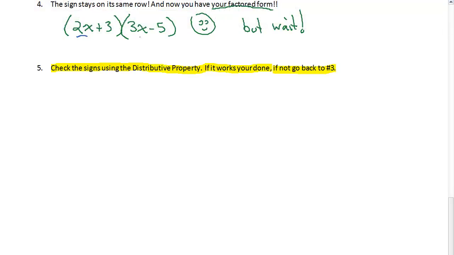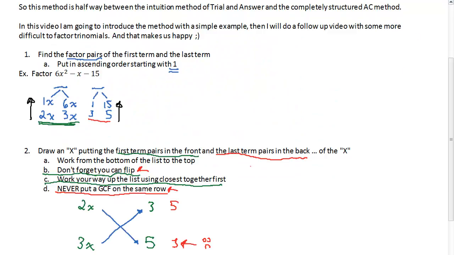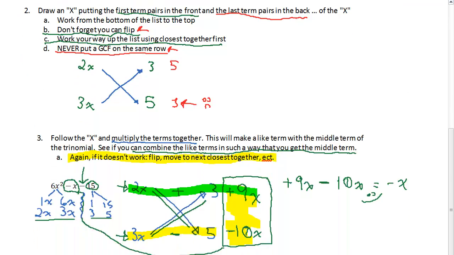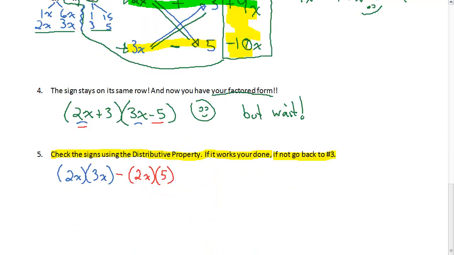So 2x times 3x, this was the factor pair I started off with. And then I'm going to have 2x times negative 5, so a negative 2x times 5. There's that negative 10x, there's that multiplication along the x. There's the 2x, there's the negative 5, and there's the negative 10.